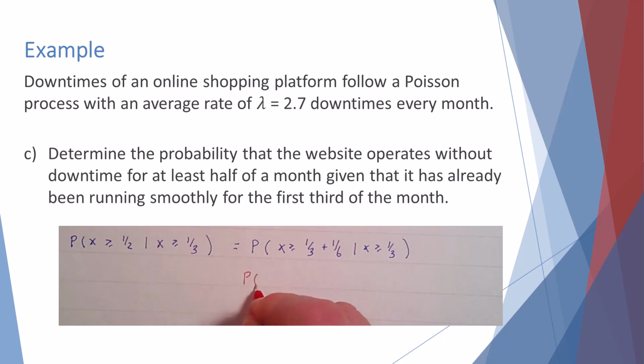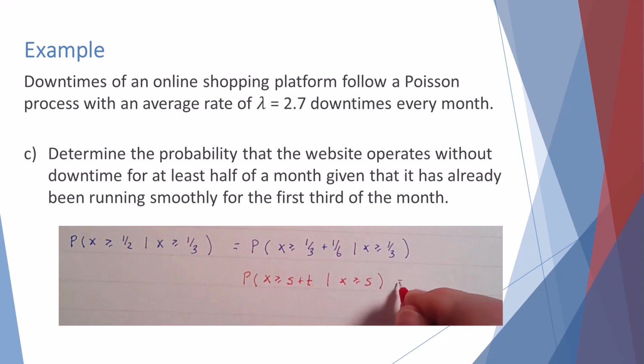But now note that this is in the form x is greater than or equal to s plus t, given that x is greater than or equal to s. And we know by the memoryless property that this conditional probability is just equal to the probability that x is greater than or equal to t. And so the probability that x is greater than or equal to 1/2, given that x is greater than or equal to 1/3, is the same as the probability that x is greater than or equal to 1/6, the difference between 1/2 and 1/3.